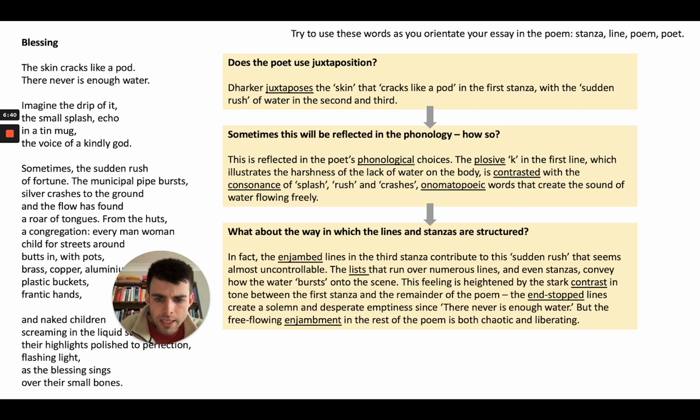Let's read this. So, create a solemn and desperate emptiness, since there never is enough water. But the free-flowing enjambment, that's where the sentence runs over more than one line. So you can see that's happening a lot in this poem. Imagine the drip of it, the small splash of it. This is one sentence, isn't it? But it's running over numerous lines. So the lines are enjambed, or the writer's using enjambment. The free-flowing enjambment in the rest of the poem is both chaotic and liberating.